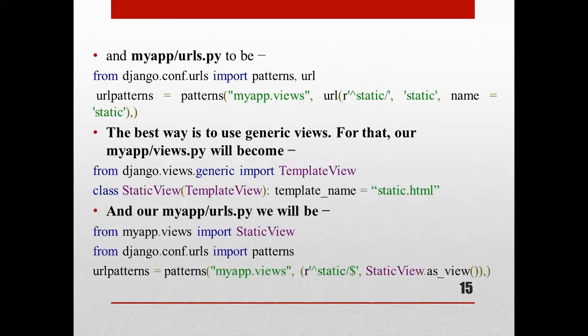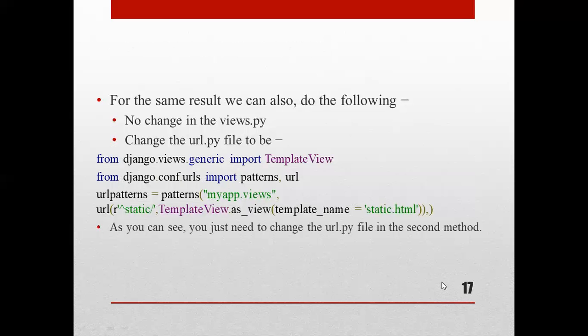Previously we made the changes by calling the static view as view, and in this we are going to call TemplateView.as_view, and pass the template name, that is static.html.